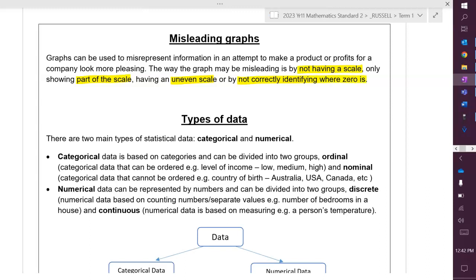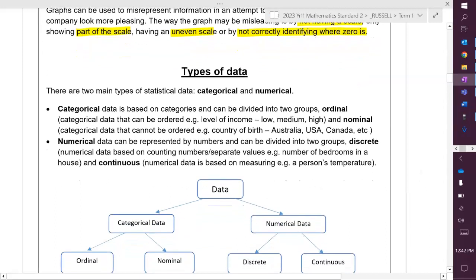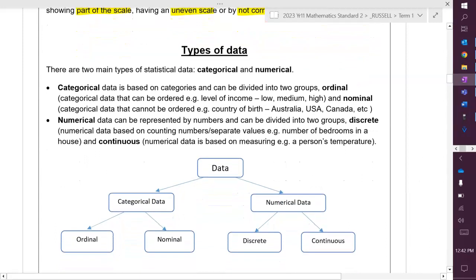And a lot of companies can do this and can show this in different ways, and when you look at the data a lot closer, you can see that actually that graph is very misleading to the consumer to make their product look better. The other thing we're going to look at is types of data. And there are two main types of statistical data. You have categorical and numerical, and these can then be broken into two different subcategories within themselves.